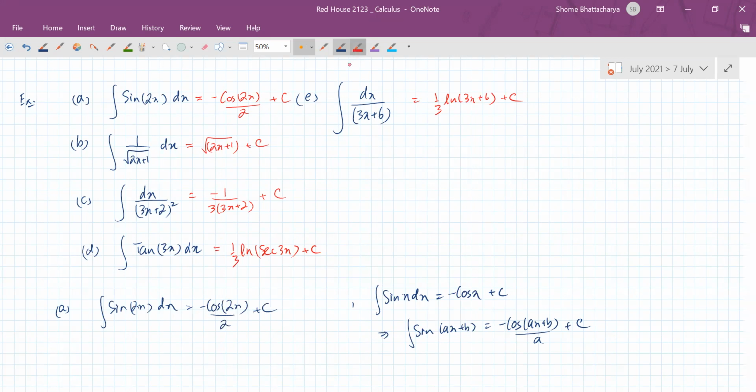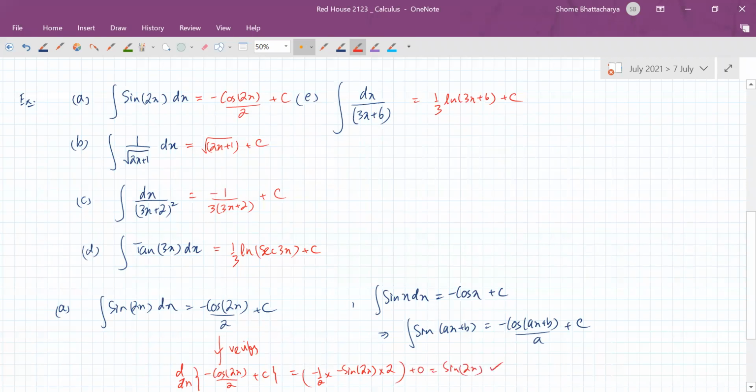and you can always check the answer by differentiating this. You can verify it. The differentiation of this is minus half into differentiation of cos, which is minus sine, but of 2x into 2, because you have to use the chain rule term here. That is sine 2x. So you can see it's correct.